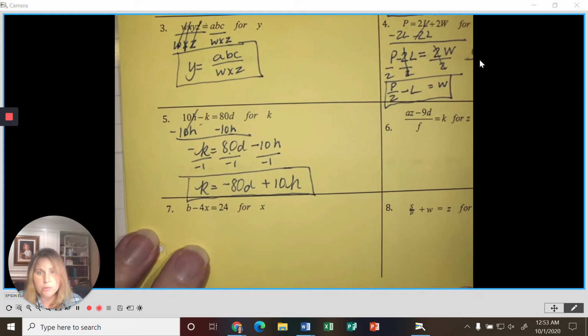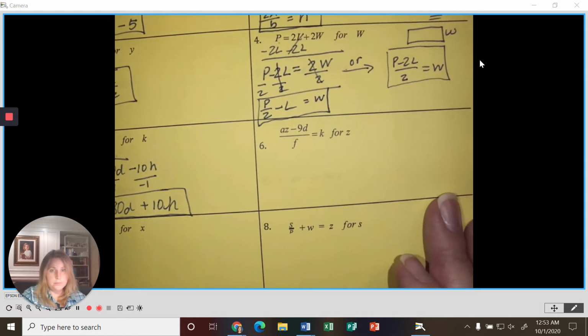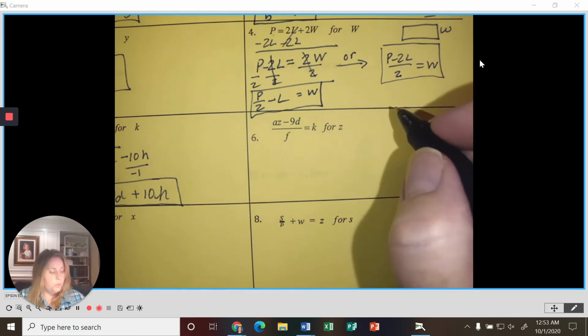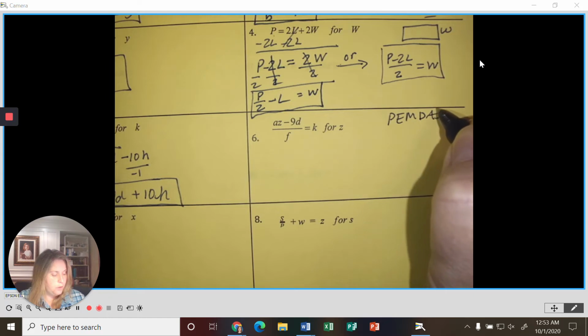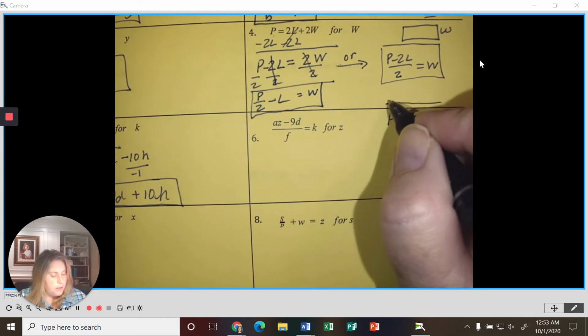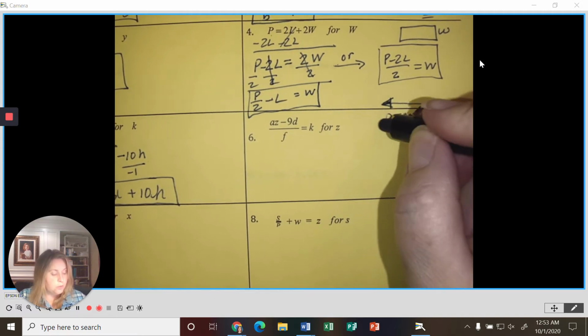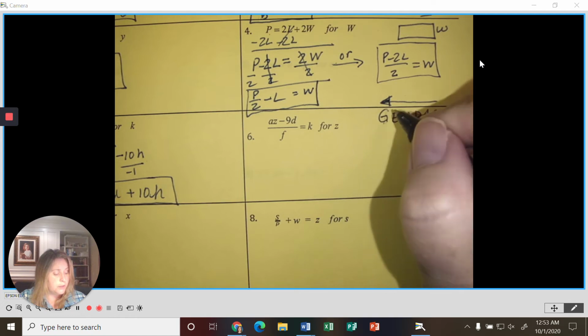So k is equal to negative 80d plus 10h. And number 6, this is a really nice example of our grouping symbols. So when we think of PEMDAS, we're accustomed to thinking of that P as parentheses. So really let's think of it as grouping symbols. GEMS or GEMDAS. So all grouping symbols.